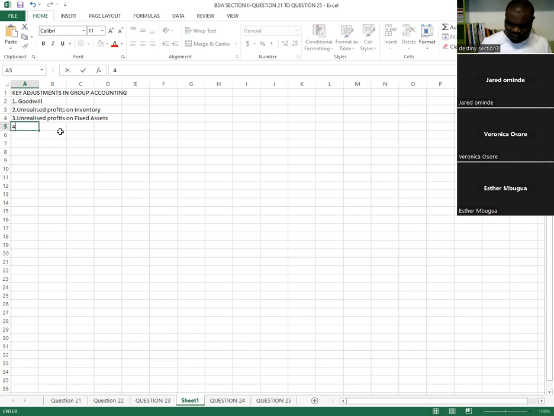Also, we shall check an element of revaluation. We shall also check the element of non-controlling interest. We shall also check the element of intercompany trading.